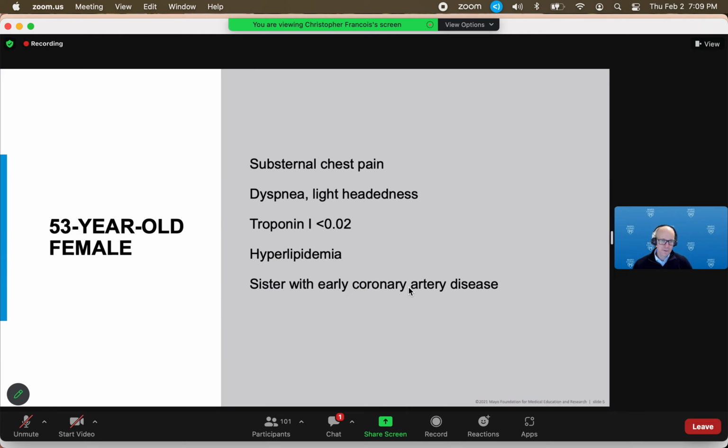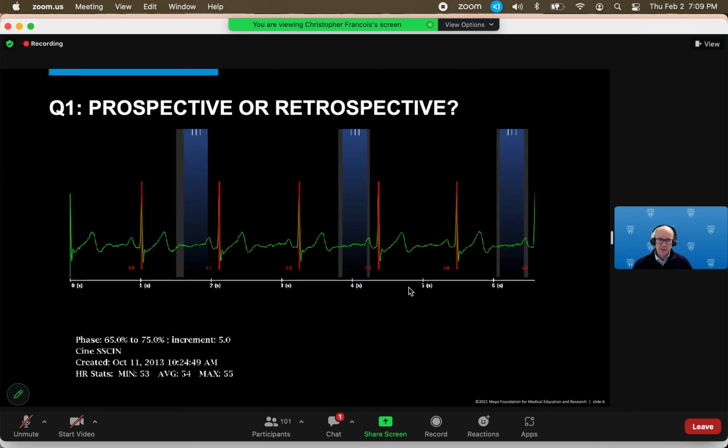So basically, it's a 53-year-old female who has substernal chest pain, dyspnea, lightheadedness. Troponin is normal. She has a history of hyperlipidemia and a sister with early coronary artery disease. And so the first question that I have for you is a technical question. Looking at this ECG plot from the CT scanner, do you think this is a prospectively acquired CT, or was this retrospectively gated? Ahmed, are you there?